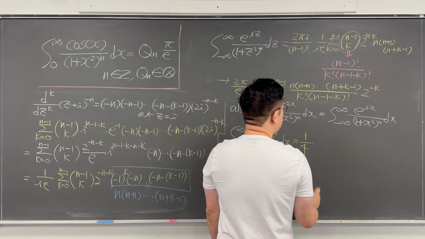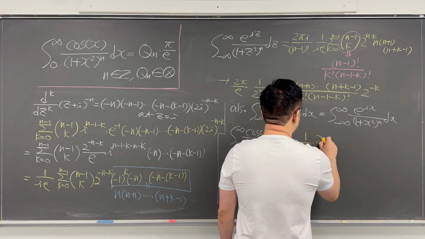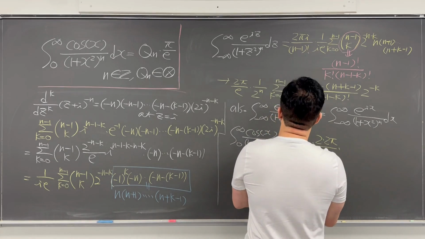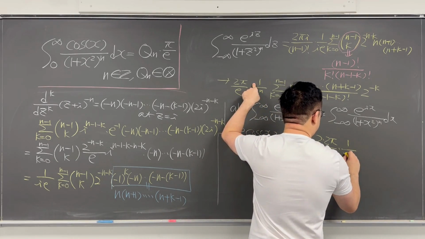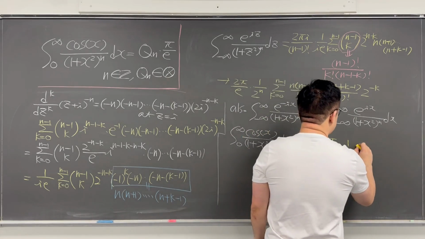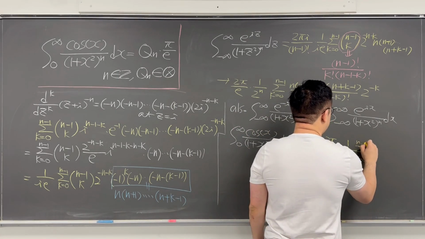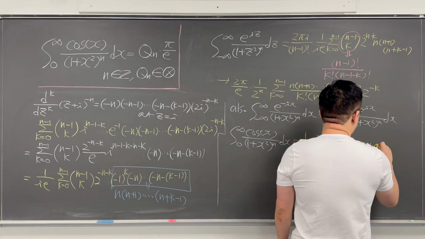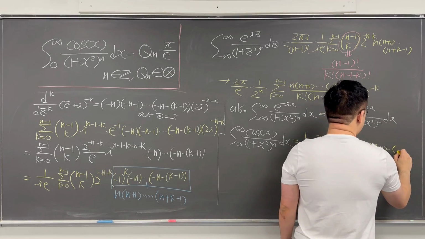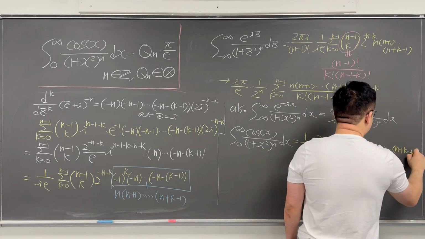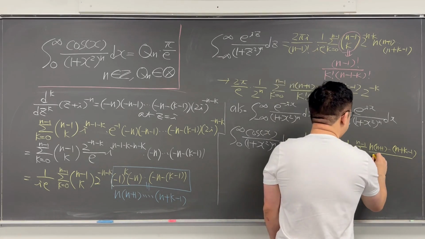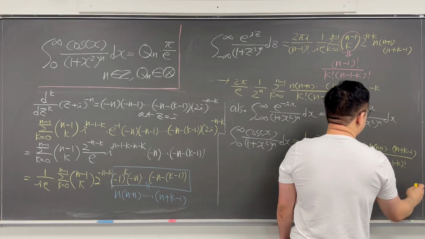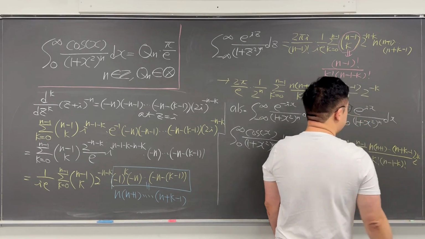1 over 4 times 2 times 2 pi, over e. Then that times 1 over 2 to the power of n, that times summation from k from 0 to n minus 1, that times everything: n times n plus 1 times all the way up to n plus k minus 1, over k factorial times n minus 1 minus k factorial. And then, of course, that times 2 to the power of negative k right next to it.